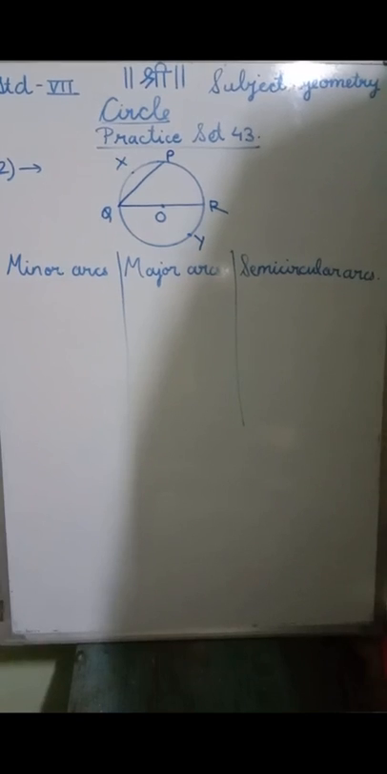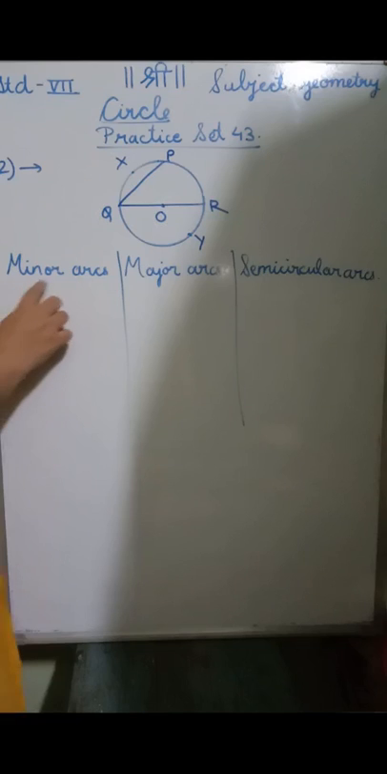Question 2. Some arcs are shown in the circle with center O. Write the names of the minor arcs, major arcs and semicircular arcs from among them. So now we'll begin with the solution of the second question. They have asked us to write the names of minor arcs, major arcs and semicircular arcs. So we will look at the diagram and write down the answers.